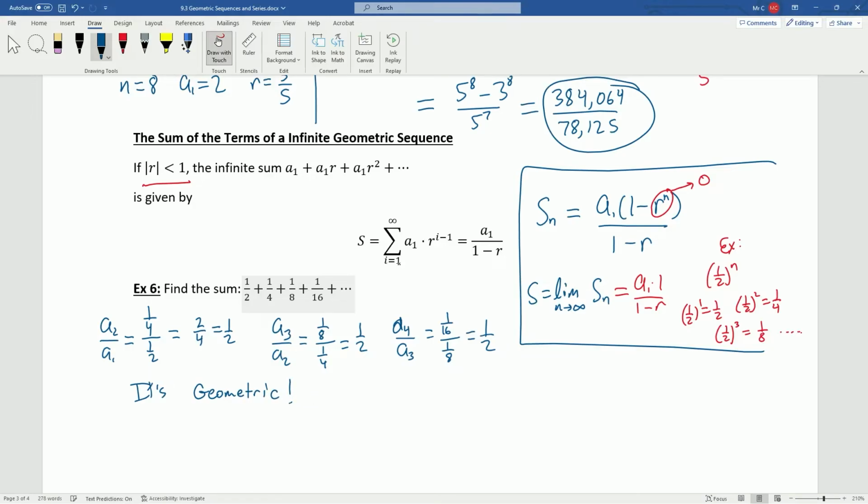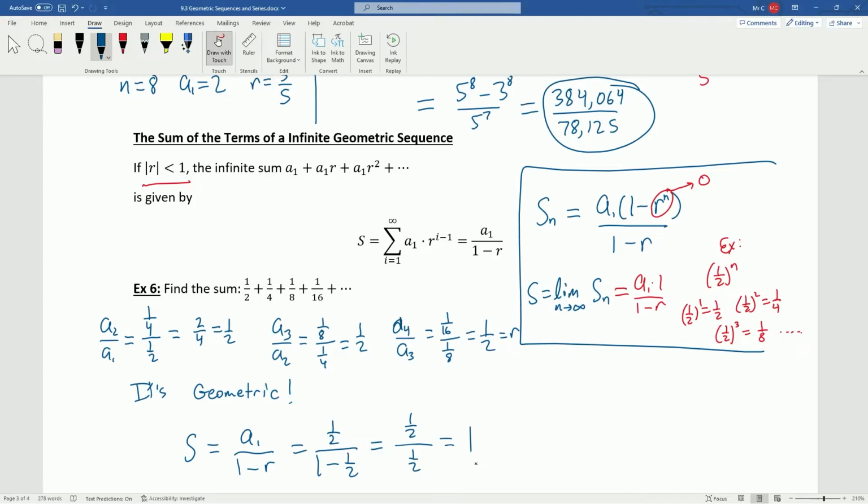So that tells me I can apply the geometric formula here. S equals a1 over 1 minus r. And a1 is just the 1/2. 1 minus r, where r is 1/2, that's my common ratio. So this is 1/2 divided by 1/2, which is 1.